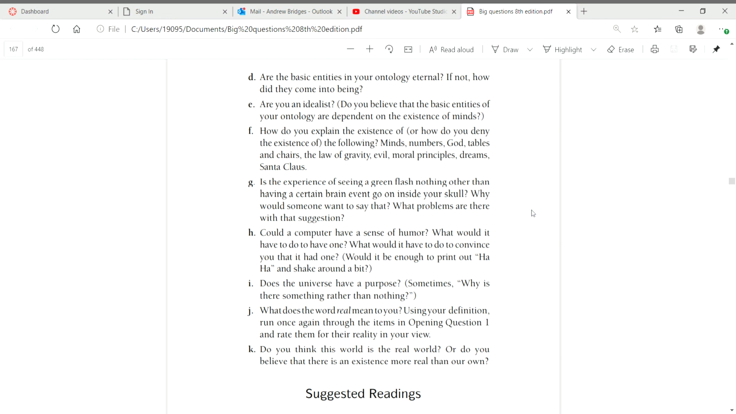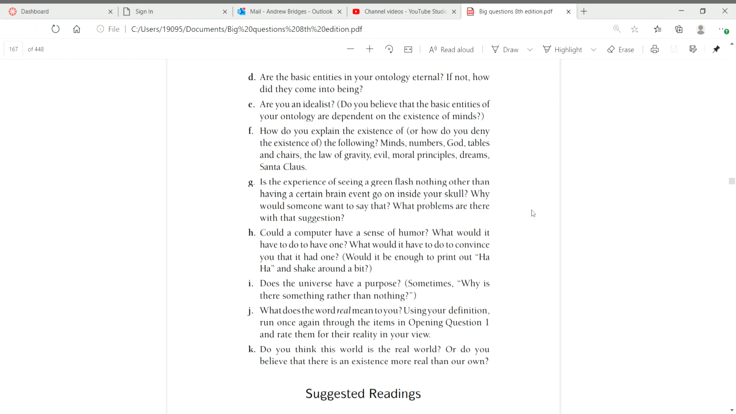Does the universe have a purpose? Sometimes, why is there something rather than nothing? Right, this is an interesting question too. Not do we have subjective purposes in the universe, but does the universe itself have a purpose? Why? How do you know?